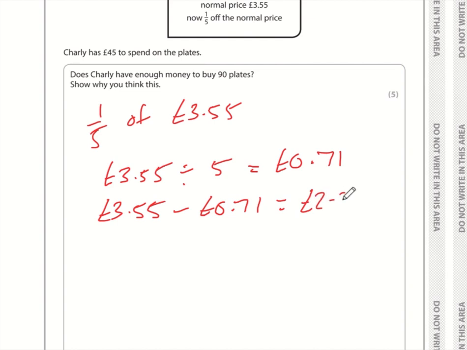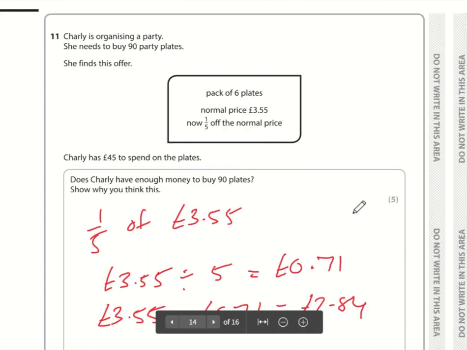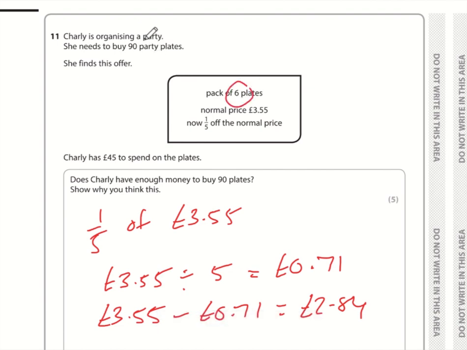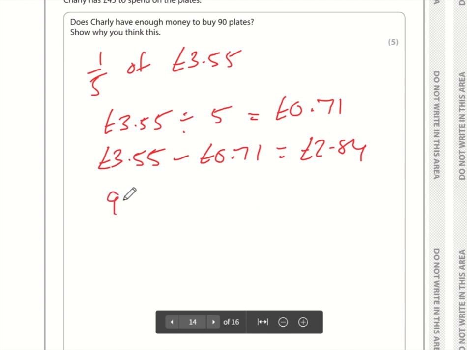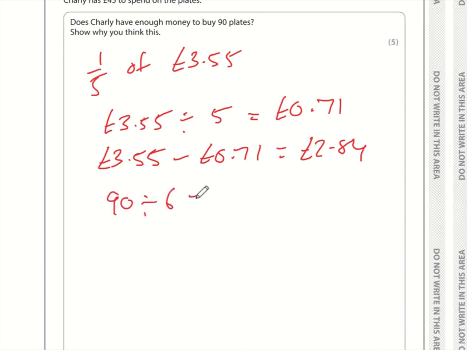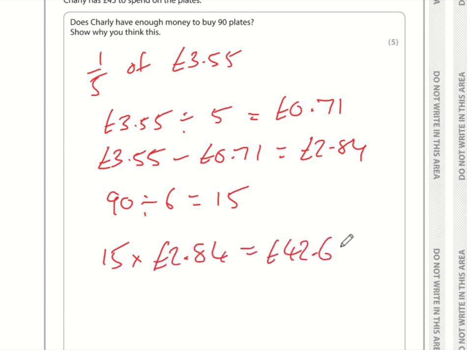Now the plates are in packs of 6, and Charlie needs 90. So how many 6s go into 90? Well, the question we need to ask is, what is 90 divided by 6? 90 divided by 6 is 15, so that's 15 packs of plates at £2.84 each. So it's 15 lots of £2.84, and that comes to £42.60.